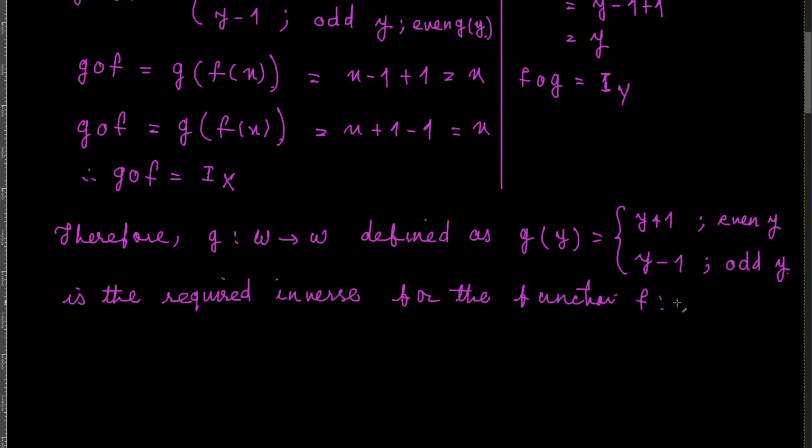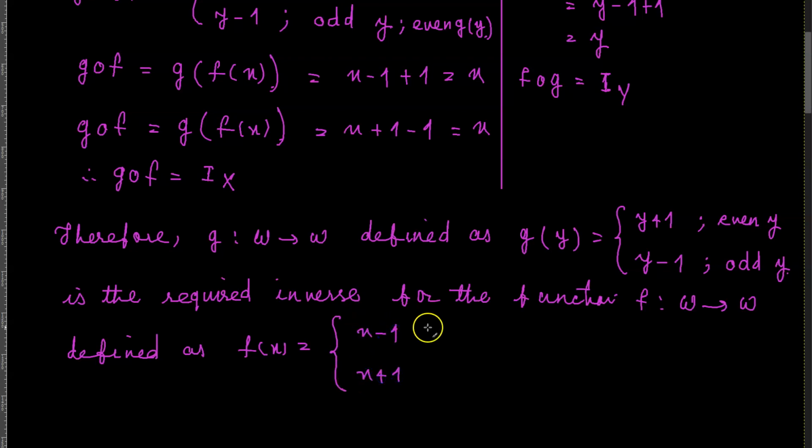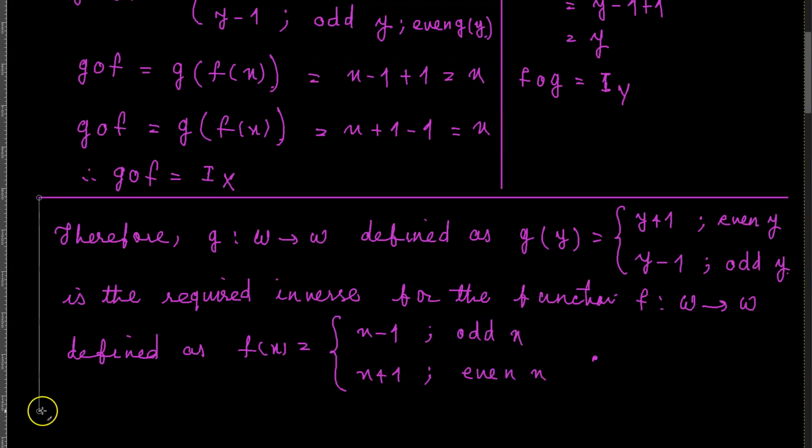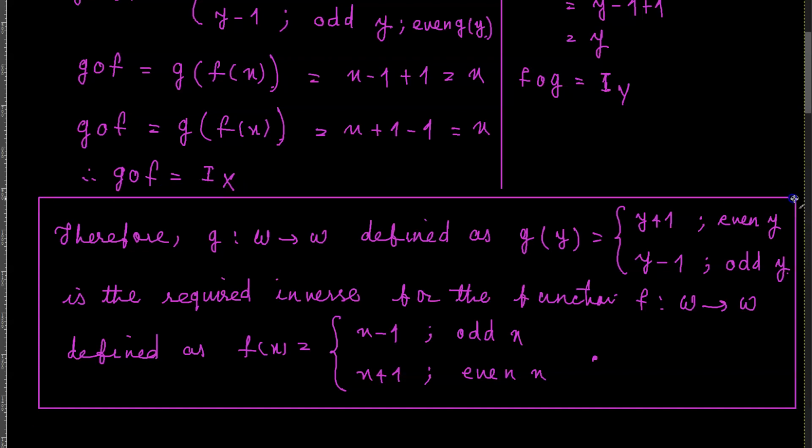f, which was a function from W to W as well, defined as f of x. F of x is equal to x minus 1, x plus 1, and this was for odd x's, and this was for even x's. That is basically the conclusion, and that is the inverse of this function. Okay, so that was question number 2.